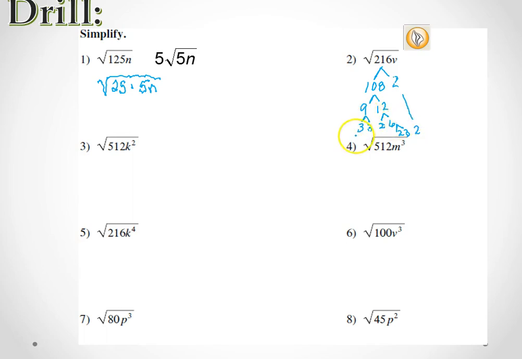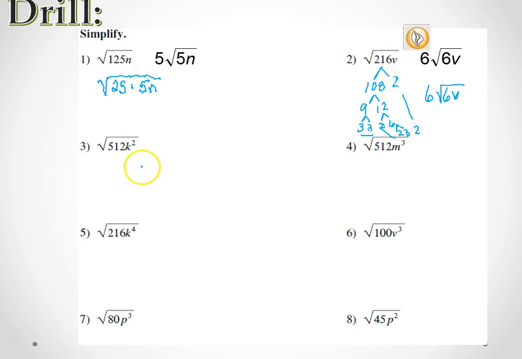So I'm looking for pairs, so I would have a pair of 3s and a pair of 2s. So 3 times 2 would be 6 on the outside, and then the square root on the inside would be 3 times 2, which would be 6. And since our v was to an odd power, we would have a v on the inside. So it's really a matter of choice which you want to do.